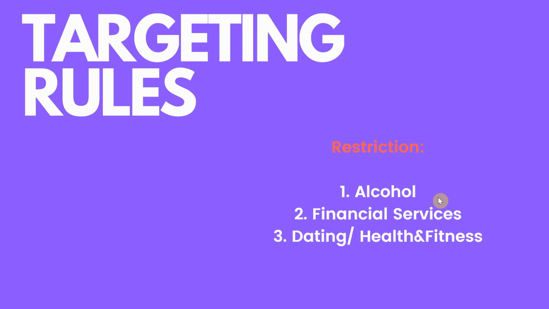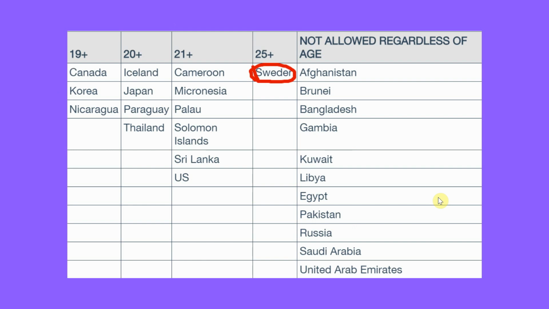So, for example, regarding alcohol, if you're selling drinks and you're targeting Canada, Iceland, and then Sweden, the issue is that they have different age restrictions for drinking. Now you cannot target people who are 19 if you have Sweden within that target option. So what I'm saying is that if you have multiple cities or multiple countries you want to target, make sure you use the highest age restriction.